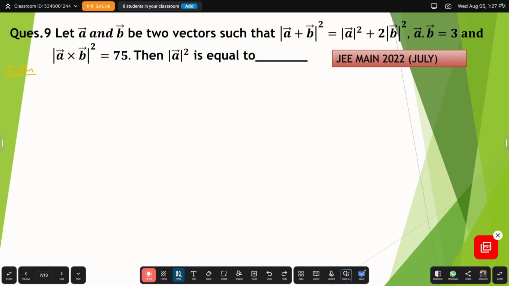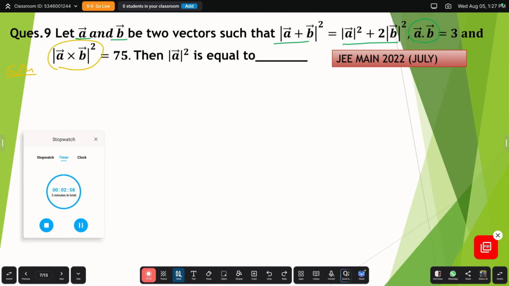Solve this. What is given? Let A vector and B vector be two vectors such that mod A plus B whole square is given, mod A square plus 2 mod B square. A dot B is given and mod A cross B is given. You already have the relation between mod A cross B and A dot B. Use Lagrange identity. Try once, take 2 minutes. I will set a timer here.